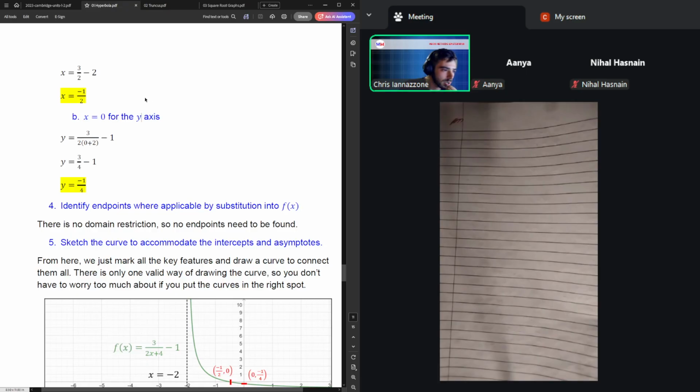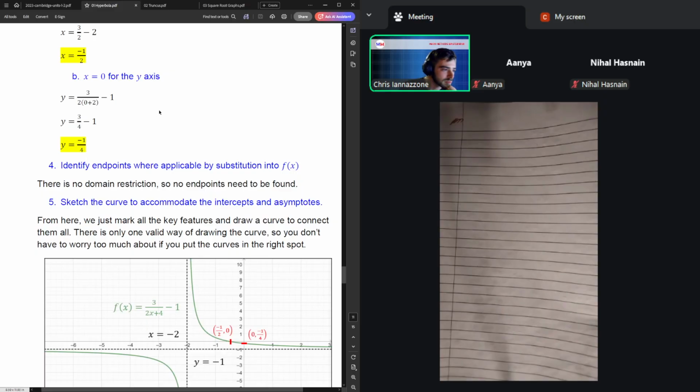x equals 0 for our y-axis intercept, as always for all graphs. For this one, it's nice and easy, right? Sub in your 0, 2 and 2 make 4, and then just simplify the fraction at the end.